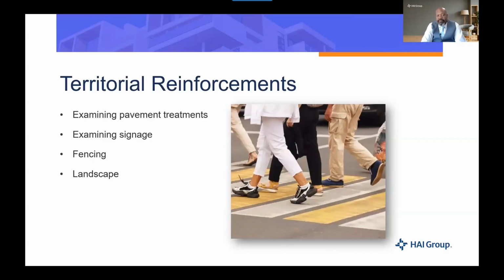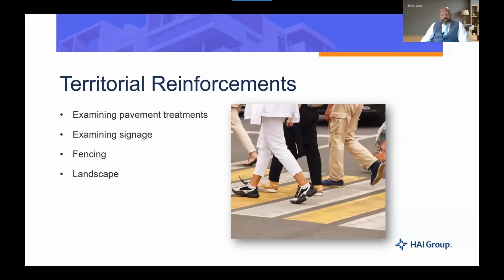Territorial reinforcements, again, these are part of the process of establishing that ownership. Some organizations will use colors and pavement treatments to establish this belongs to us, whether it's labeling or coloration. Examining signage, again, that sets forth this is HAI townhomes, and the signs say fencing. It says that we're separate from the adjacent or adjoining property that's next door to us. The fencing kind of says, okay, this is where HAI townhome starts.